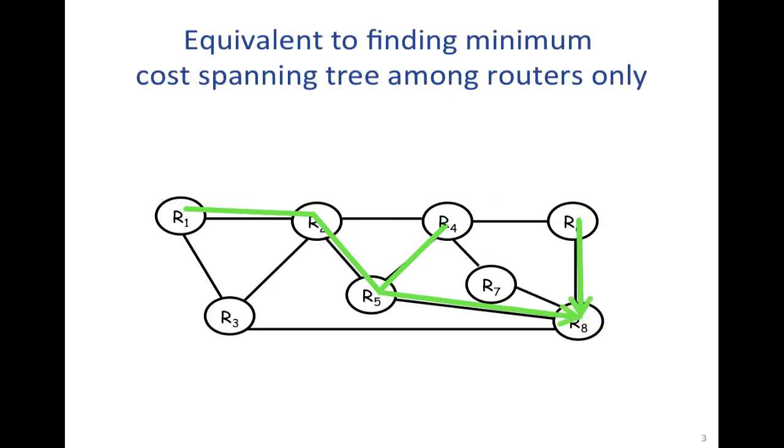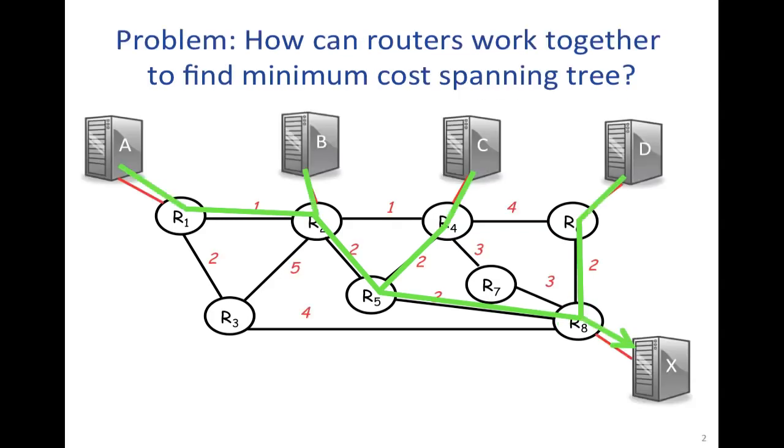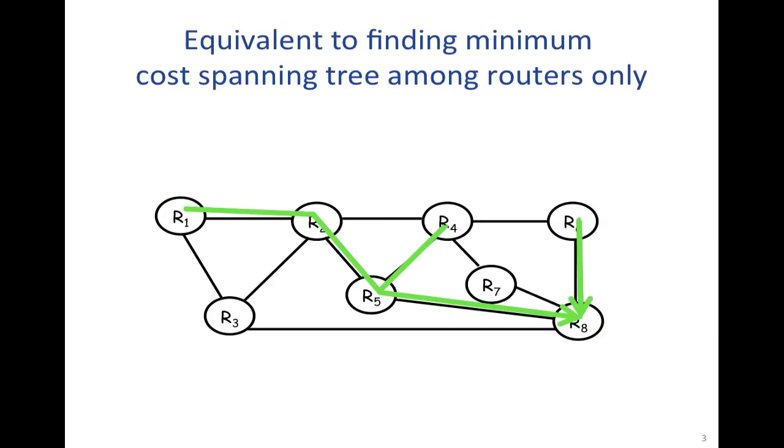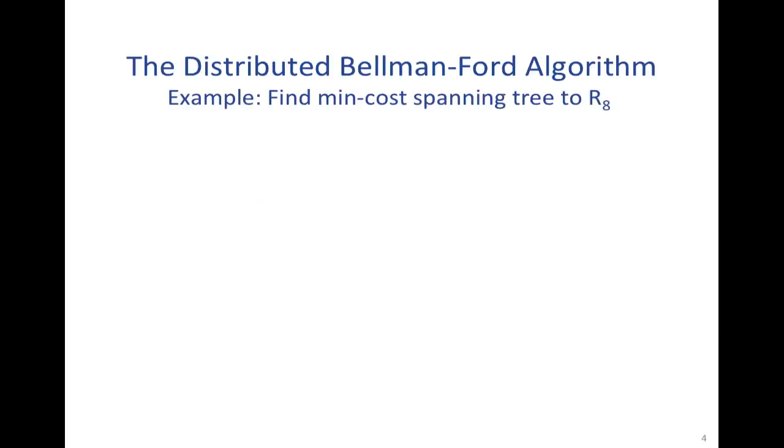Notice that this is equivalent to finding the minimum cost spanning tree amongst just the routers. It didn't matter whether I included the end hosts, because really in the end we're just building the spanning tree amongst the routers. So in the rest of the examples I'm just going to confine myself to that. So now let's look at the distributed Bellman Ford algorithm.